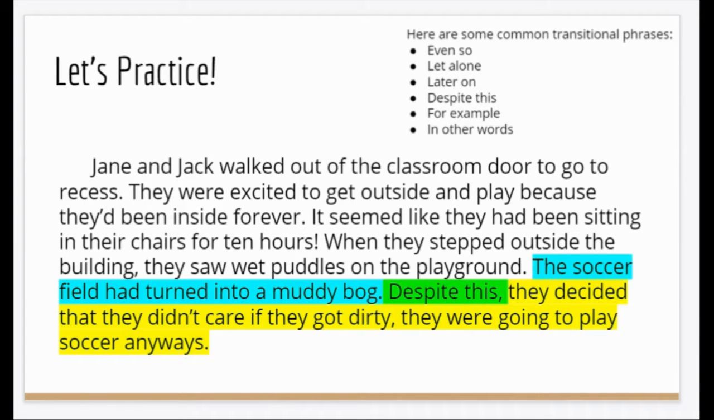Writers, notice how by adding this phrase, we also gave the reader a clue that even though the ground was wet, Jane and Jack still really wanted to play soccer. So much so that they were willing to get dirty. Do you see how using the right transitional phrase really matters? If we used a phrase like, for example, the sentence wouldn't have made any sense.